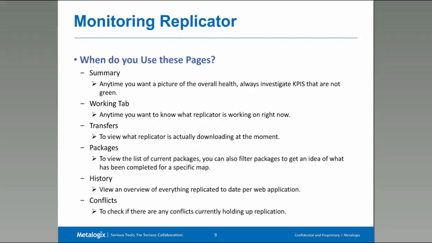The working tab, like I mentioned, anytime that you're trying to figure out what Replicator is doing right now, that's the tab that you go to check. The packages tab is where a lot of people seem to get stuck, going to it as the default, always trying to figure out what's going on from that packages tab. But that doesn't tell you what's going on. It just gives you basically a list of all the packages. The working tab is where you want to go to find out what Replicator is working on right that second. The transfers window just gives you that list. If you want to see if packages are actually in the transfer stage, then you can see if there are any active ones there.